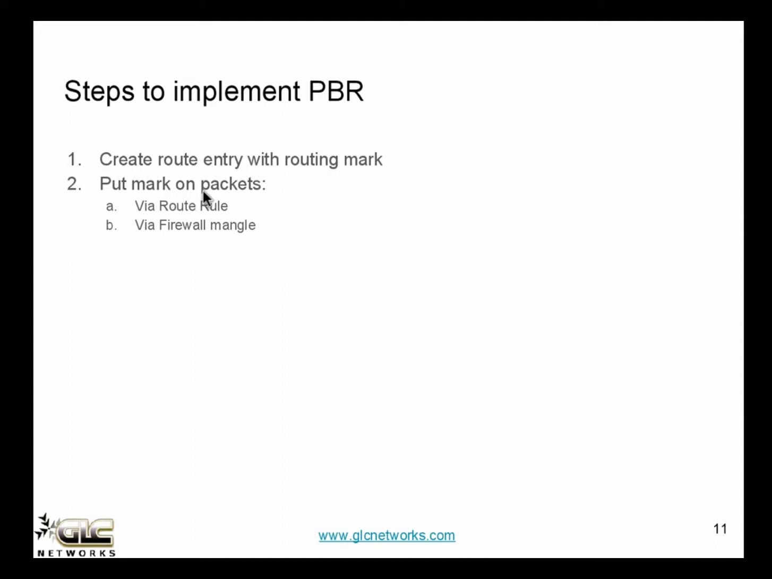So there is an incoming packet. You have to put a mark so that the routing table understands: because the incoming packet has this mark, I have to steer the packet through ISP1 or through ISP2. In order to put a mark on a packet, we can use route rules or firewall mangle.